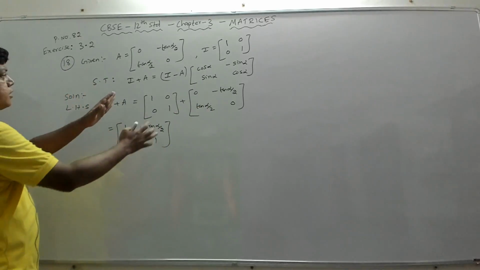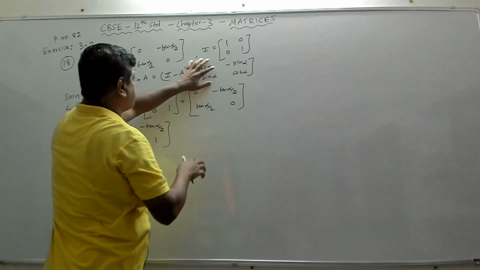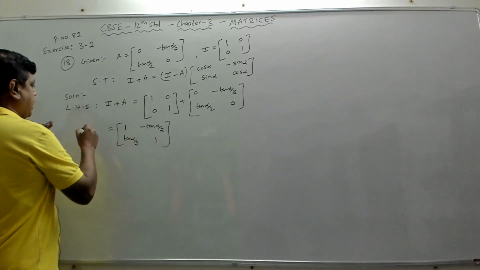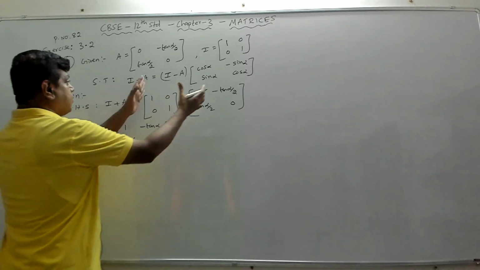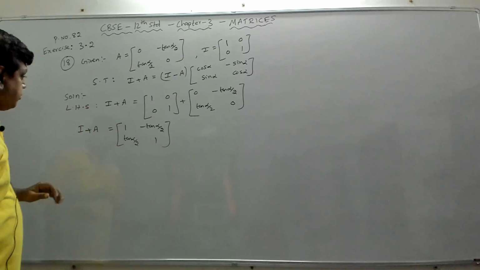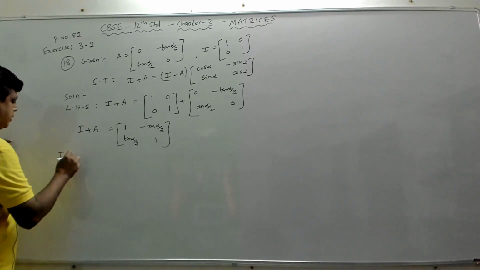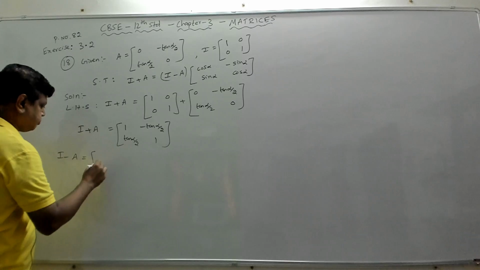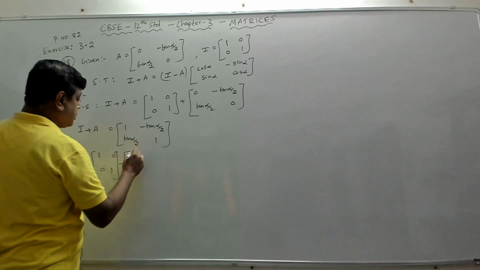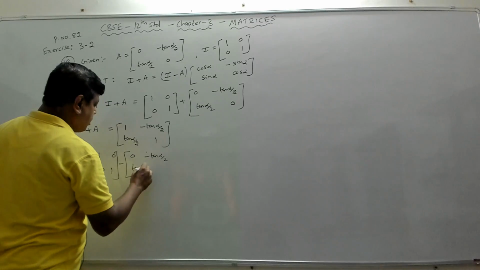Now we have to take the RHS and calculate this and show that this into this is also equal to this. Therefore we can say I plus A equals this, because your I plus A is this. If the right hand side also equals this, then we can show that these two are equal. So now let's find what is I minus A. I minus A is I, which is 1 0 0 1, minus A. A is 0 minus tan alpha by 2, tan alpha by 2, and then 0.